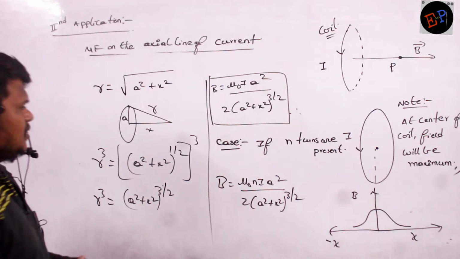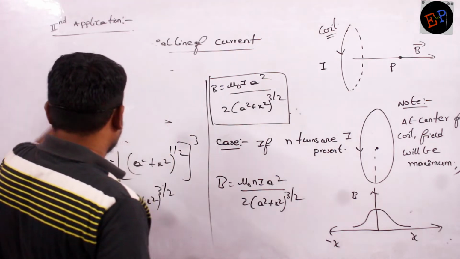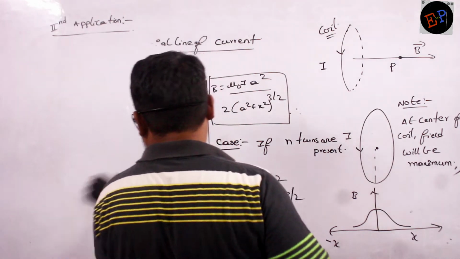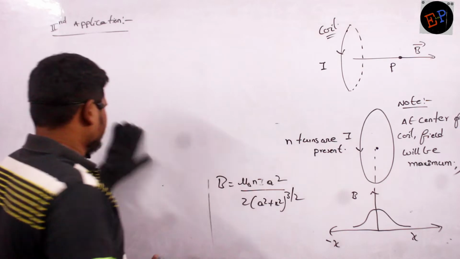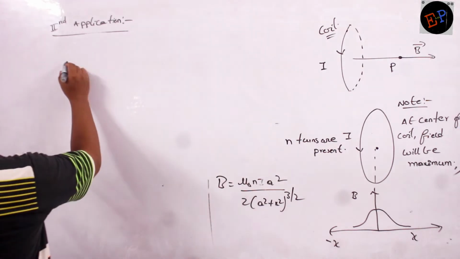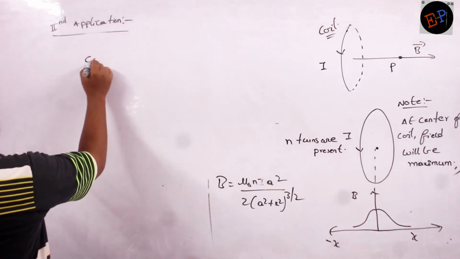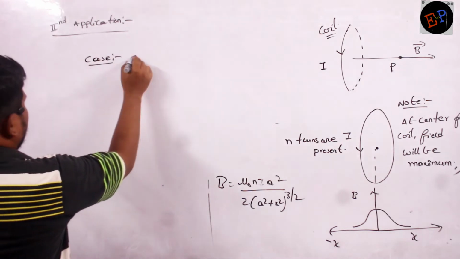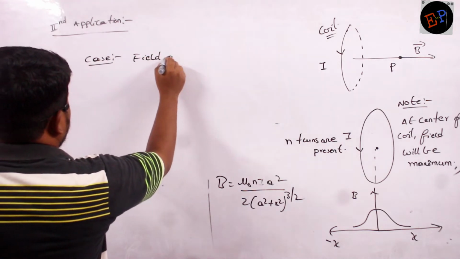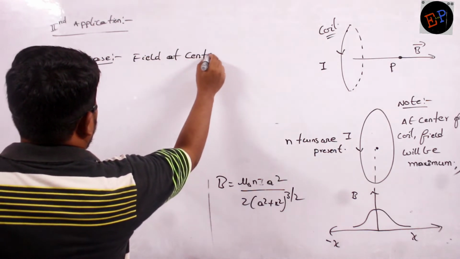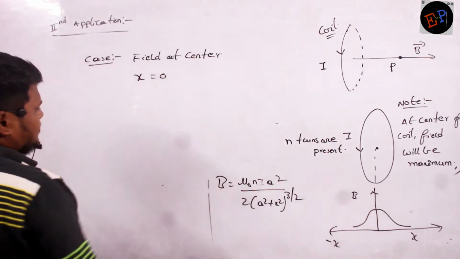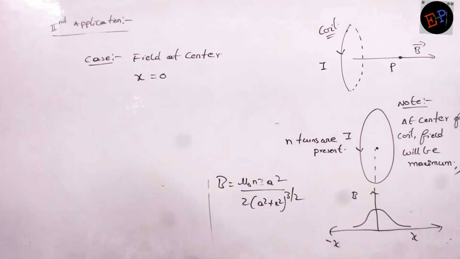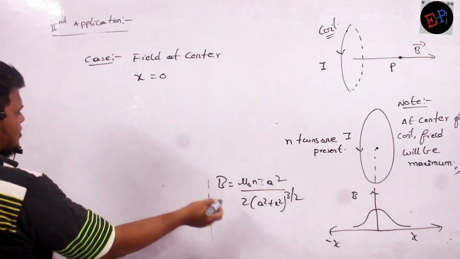Okay, and let us do one thing. Let us calculate what is the field at the center. Case: field at center. Field at center means x value will be how much? X will be 0 only, no? So therefore substitute 0 here.